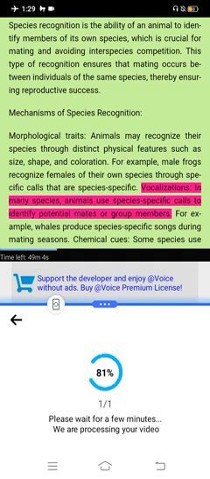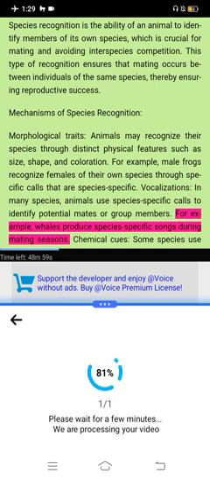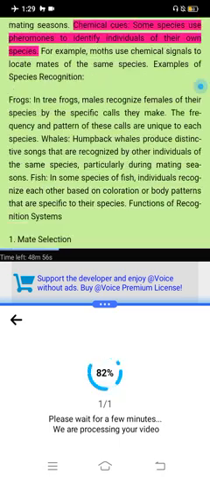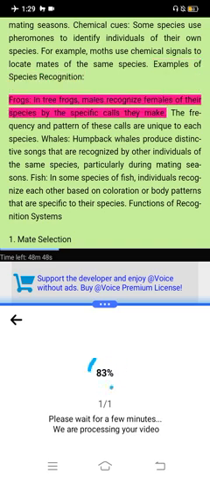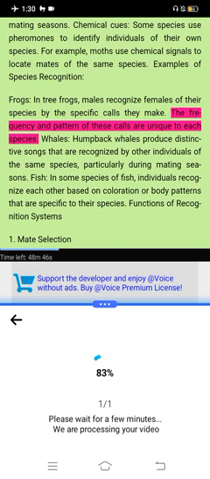Vocalizations. In many species, animals use species-specific calls to identify potential mates or group members. For example, whales produce species-specific songs during mating seasons. Chemical cues. Some species use pheromones to identify individuals of their own species. For example, moths use chemical signals to locate mates of the same species. Examples of species recognition. Frogs. In tree frogs, males recognize females of their species by the specific calls they make. The frequency and pattern of these calls are unique to each species.